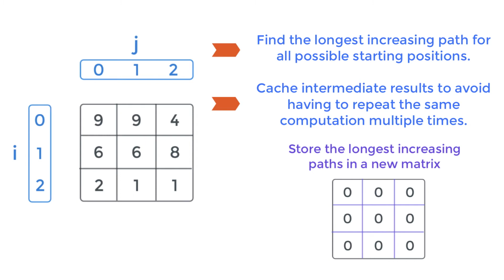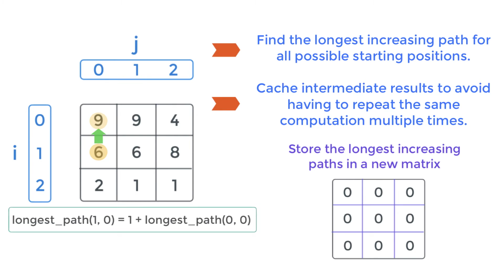To see how this works, let's again get the longest increasing path starting at i equals 1 and j equals 0. First, we look at the value at this position in the new matrix. The value is 0, which means that we haven't done this computation before. So we search the adjacent positions for a higher value. The 9 at position i equals 0 and j equals 0 is higher, so our longest increasing path now evaluates to 1 plus the longest increasing path starting at i equals 0 and j equals 0.